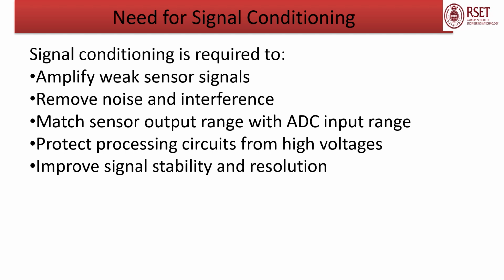Why do we need a signal conditioning circuit? Signal conditioning is required for several important reasons. It amplifies the weak sensor signals so they can be detected properly. It removes noise and interference present in the signal. It ensures that the sensor output range matches the input range of the analog to digital converter. Signal conditioning also protects processing circuits from high voltages and improves overall signal stability and resolution.